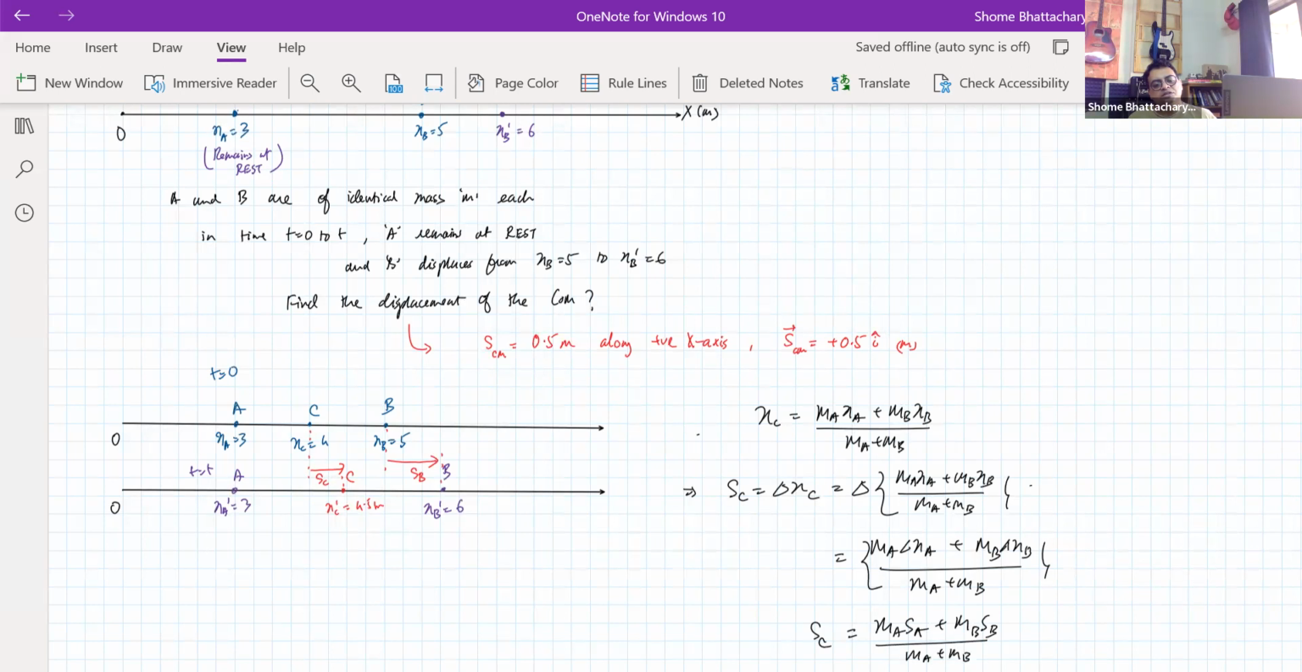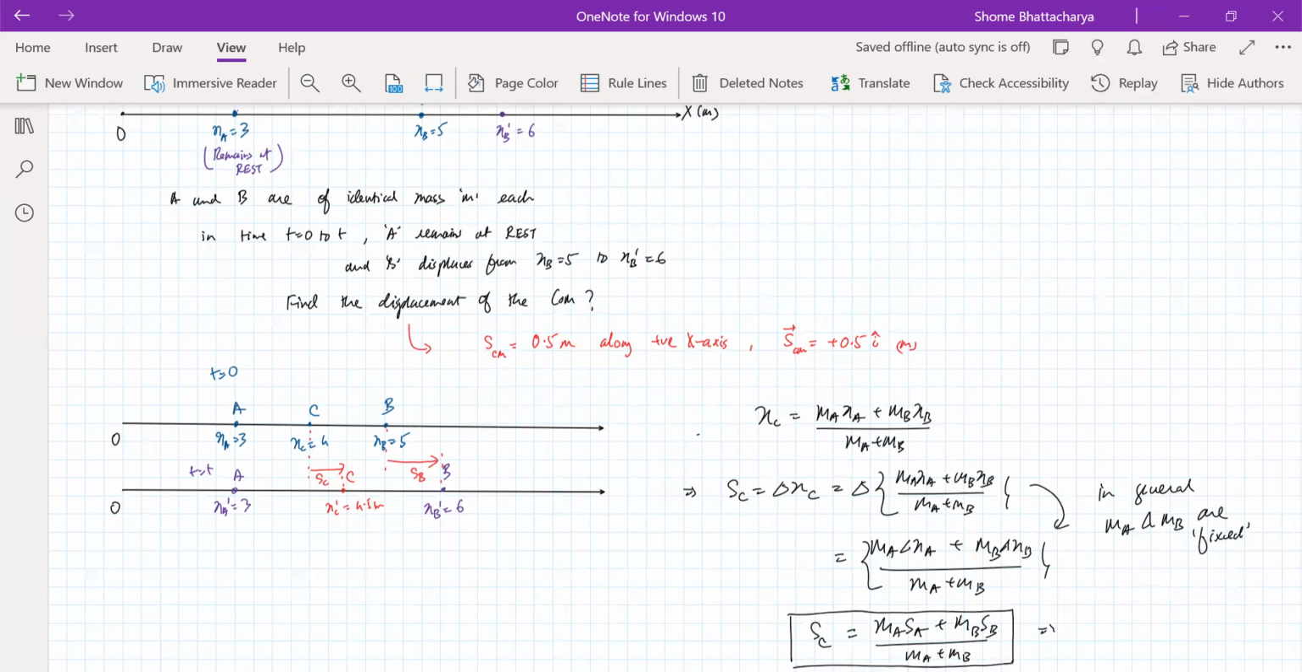We have done this step because in general MA and MB are constants, fixed masses, but XA and XB can be changing. So this is like a general formula.